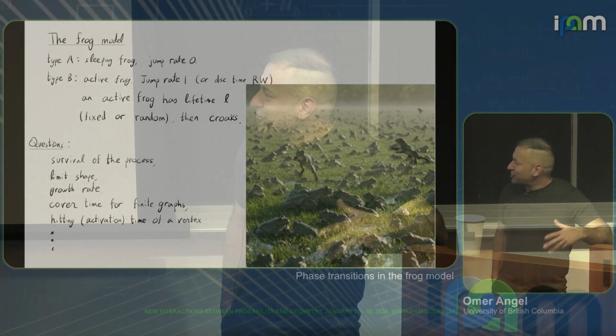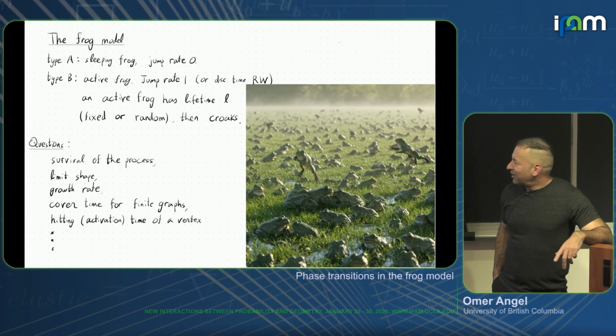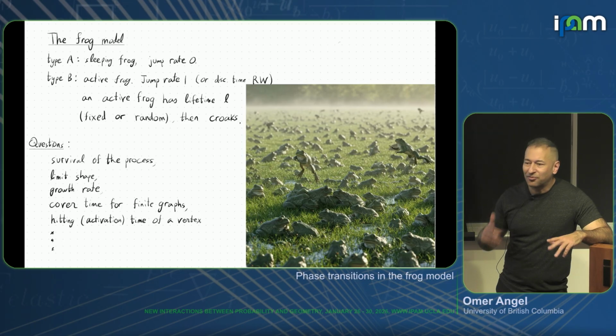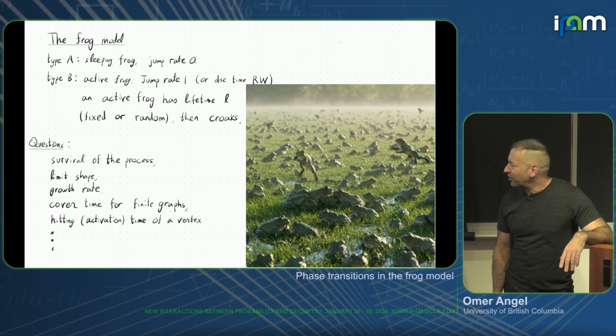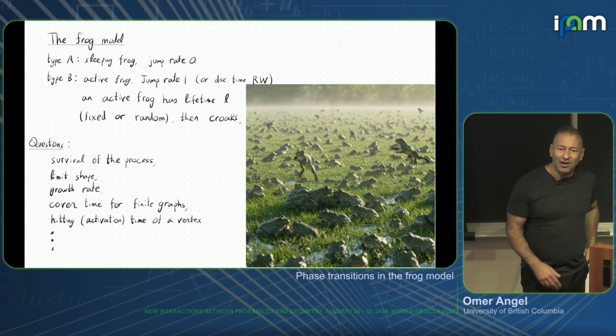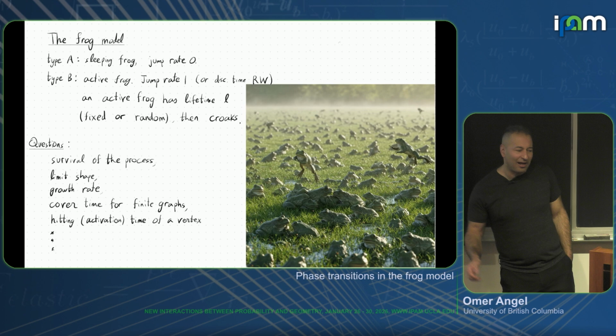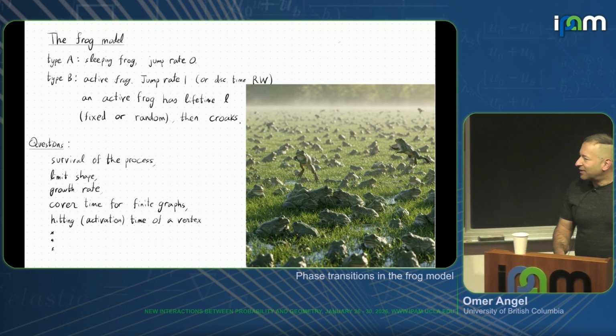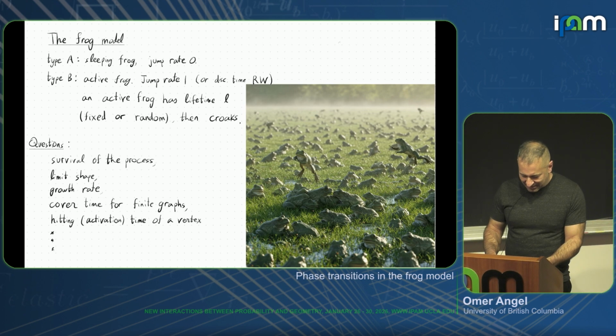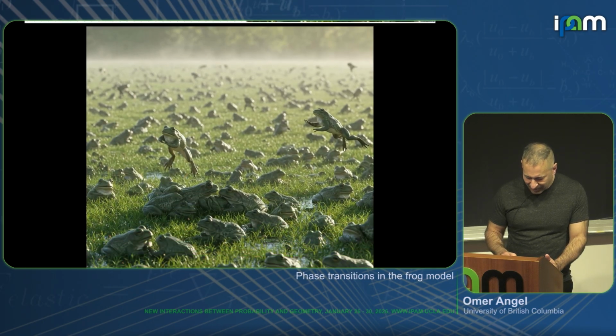And okay, the main questions that we are interested in: does the process survive? Are there active frogs at all times? Each individual frog, of course, will only live for a finite time, but if they do survive, what is the limit shape for the set of locations of active frogs? If there is a limit, what can you say about the growth rate? For finite graphs, people were interested in how long it takes this process to cover the graph. And there are many other questions that people have studied in the past.